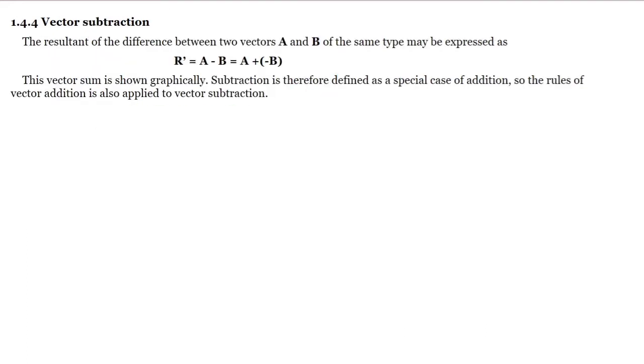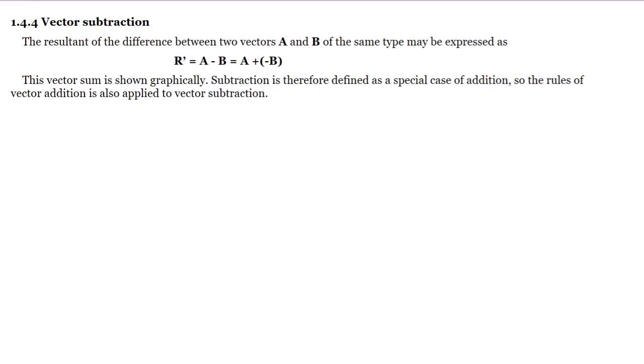And we have here the vector subtraction. The resultant of the difference between two vectors A and B of the same type may be expressed as R prime is equal to A minus B, which is just equal to A plus the negative of B. This vector sum is shown graphically. Subtraction is therefore defined as a special case of addition, so the rules of vector addition also apply to vector subtraction.